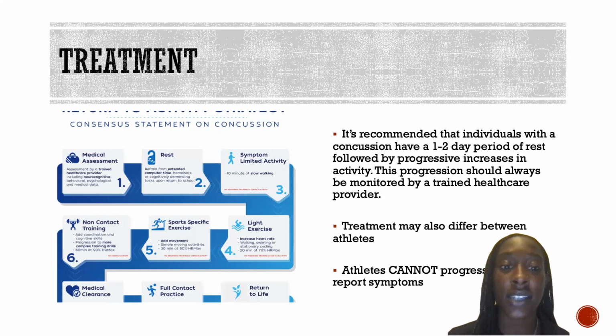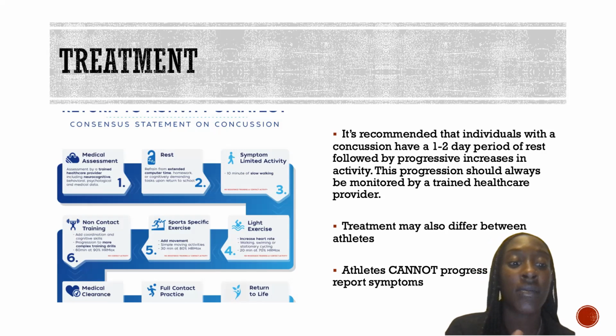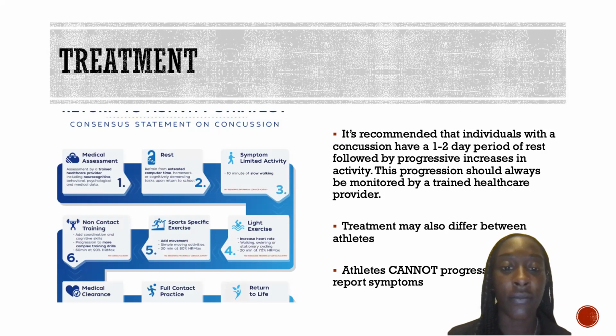So it always starts with an assessment and then rest. As long as they have symptoms, they need to give their brain rest. Once they're symptom free, that's when we can begin the return to play. So that'll be steps 3 through 8. It'll progress every day. The athlete cannot progress if their symptoms come back, so they will have to repeat that same day.